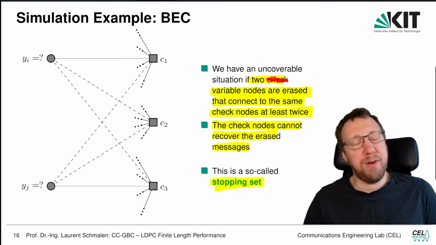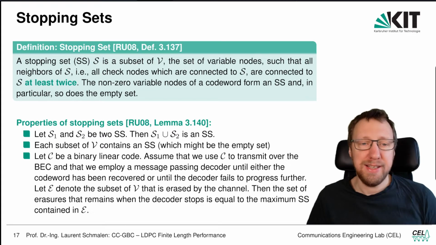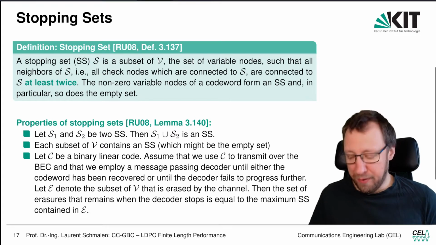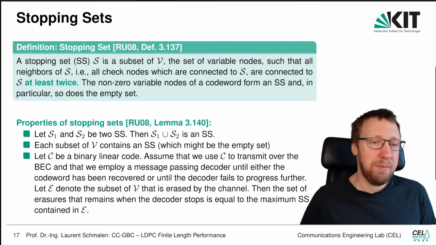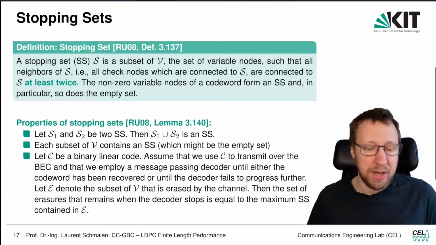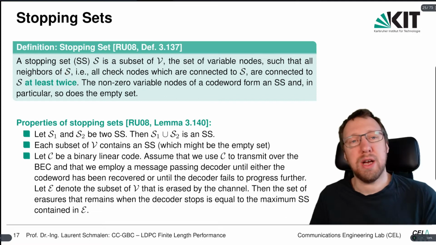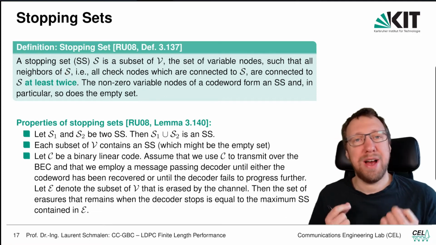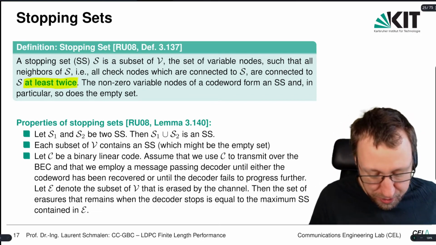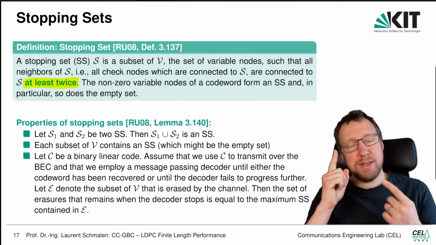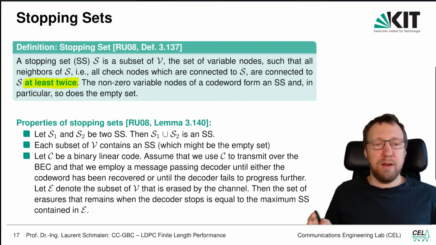So we can formally define a stopping set. And here we give the definition. A stopping set S is a subset of the set of variable nodes. So V is the set of all the variable nodes. And a stopping set is a subset of V such that all the neighbors of the stopping set, which means all the check nodes which are connected to S, are connected to S at least twice. So there's never a check node that's only connected once, because then if all the other variable nodes are recovered, we would be able to recover this one variable node as well.